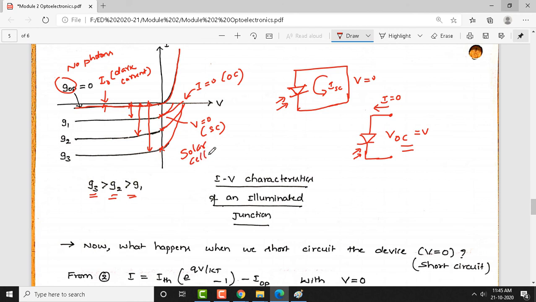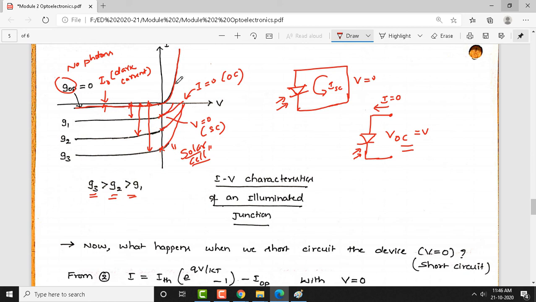If anybody wants to do project work or understand the basics of solar cells, you need to understand the fourth quadrant operation of the photodiode. The photodiode can be used as a source of energy when you operate in the fourth quadrant. Here the real application of the photodiode is a solar cell. The photodiode can be used as a solar cell when we operate in the fourth quadrant. We will see how this can be operated.